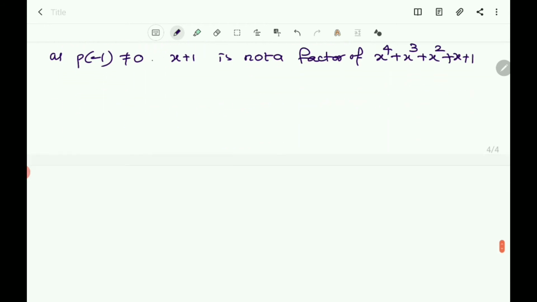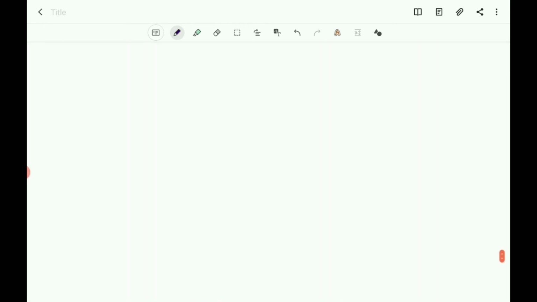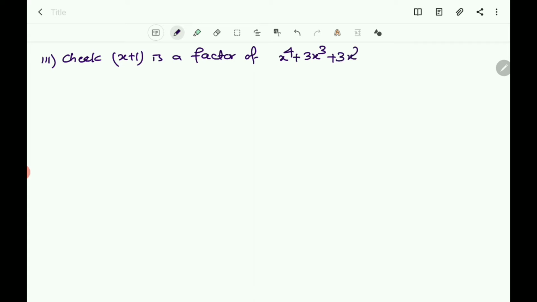Again, to take the third question of the same main, that is the third one. Here we have to verify whether x plus 1 is a factor of x to the power of 4 plus 3x cube plus 3x square plus x plus 1 or not.